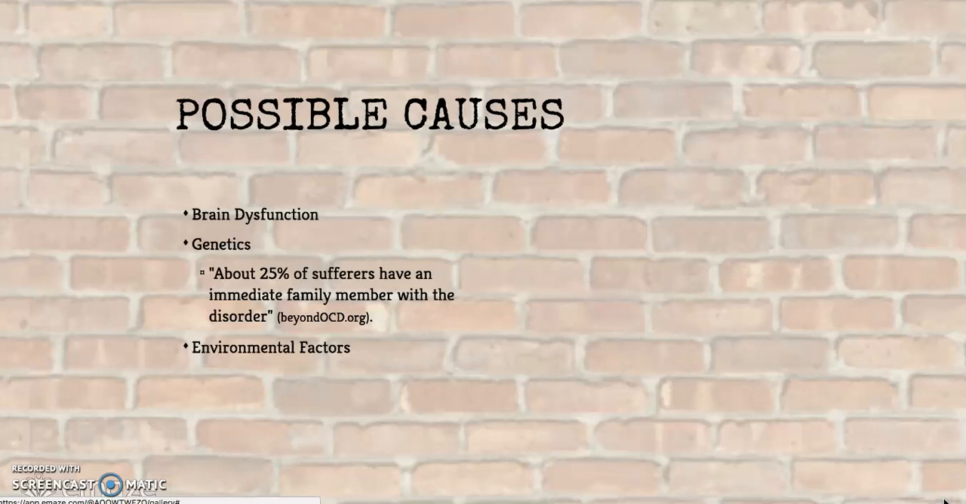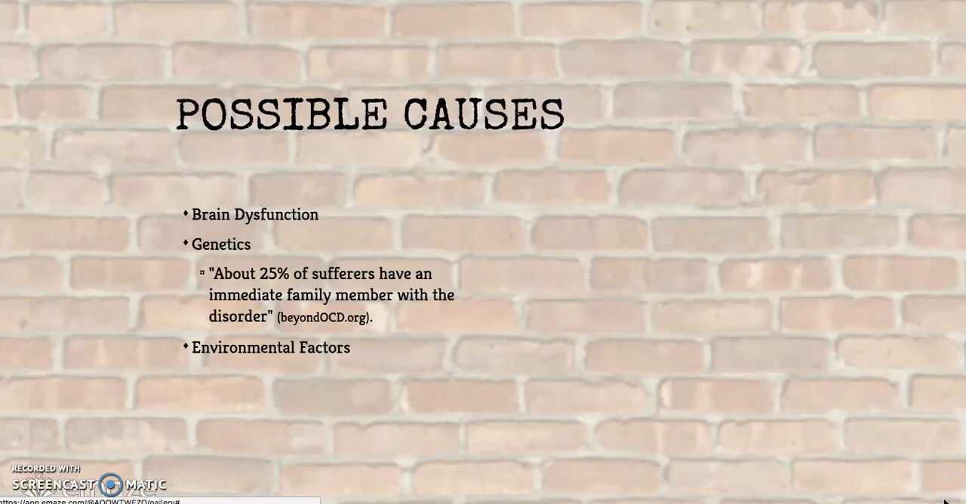Another possible cause could be gene connection. According to BeyondOCD.org, about 25% of OCD sufferers have an immediate family member with the disorder. Also, twin studies have shown that if one identical twin suffers from OCD, the other will most likely have it as well. Active research concerning genetics and OCD is still ongoing.